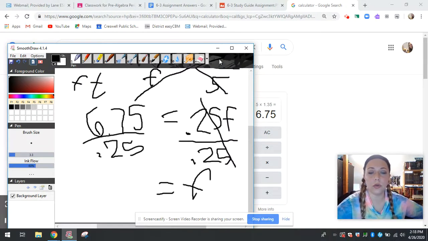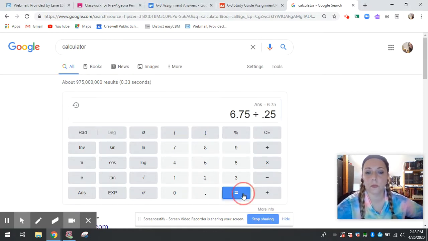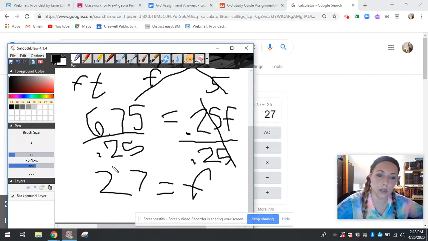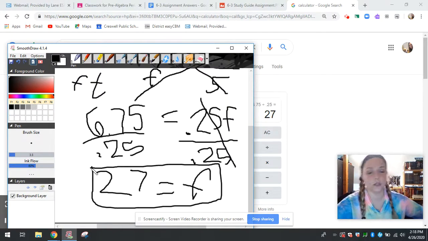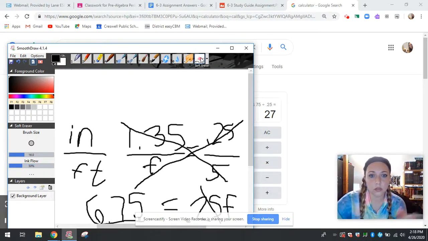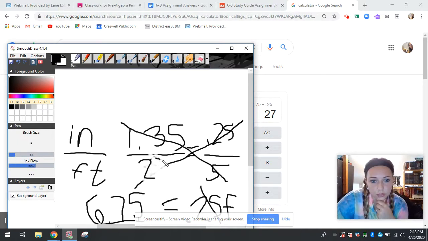So now we do 6.75 divided by 0.25. And we get 27 feet. 27 feet is the length of the CEO office in real life. It's not 1.35 inches. So if I wanted to plug a number in for F now, I could. I'm going to erase it, and then write in my value for F that I got, which is 27.